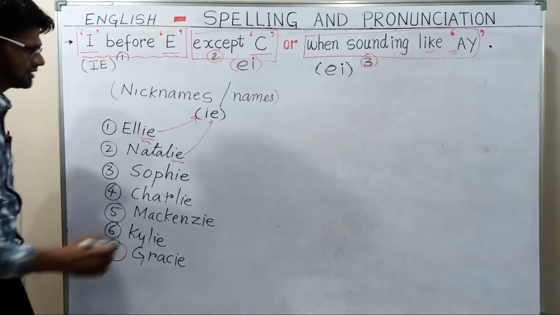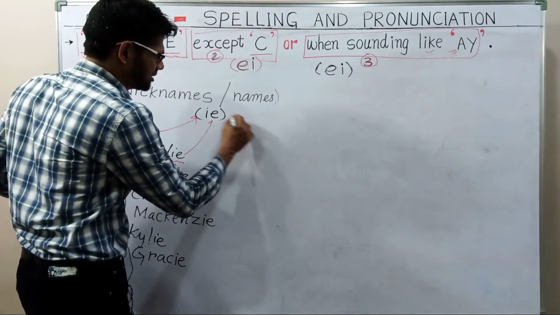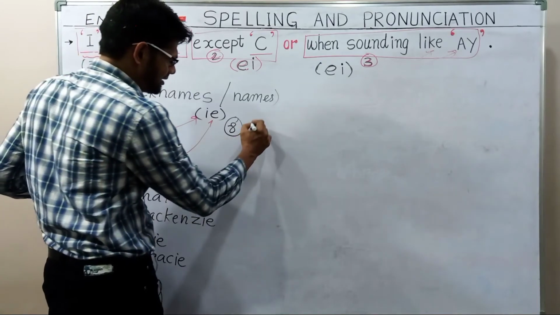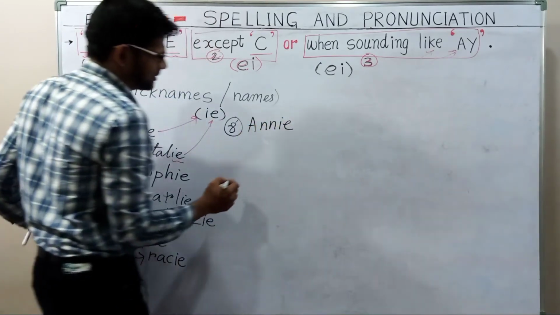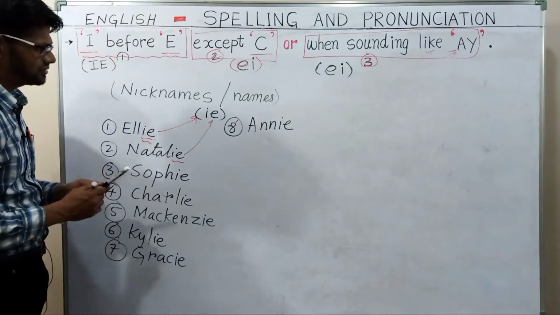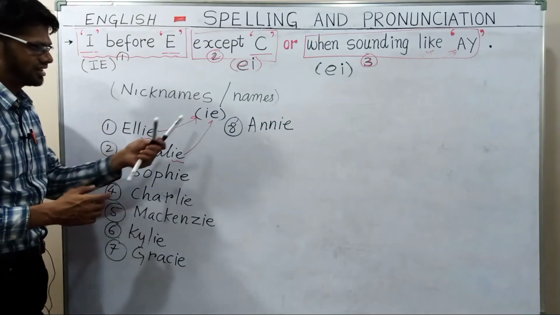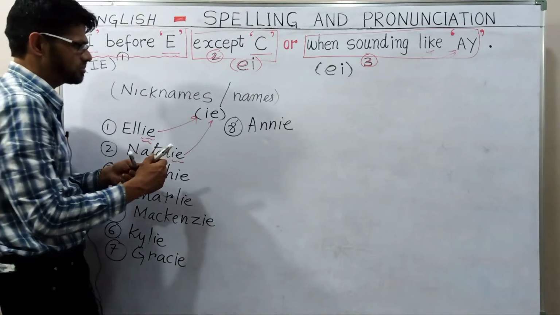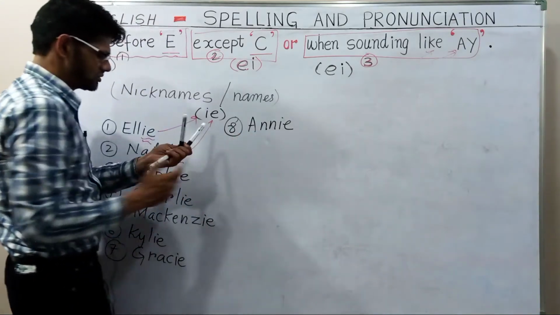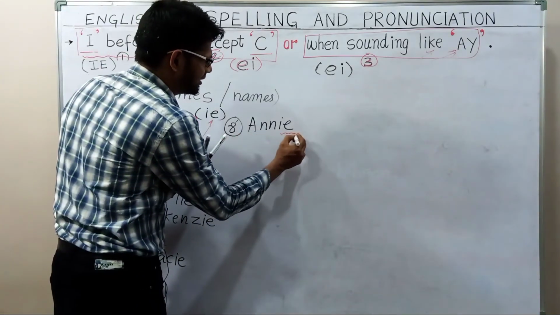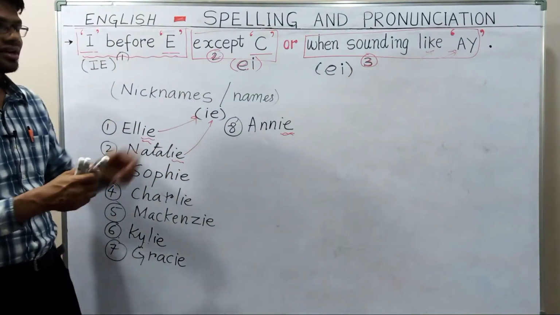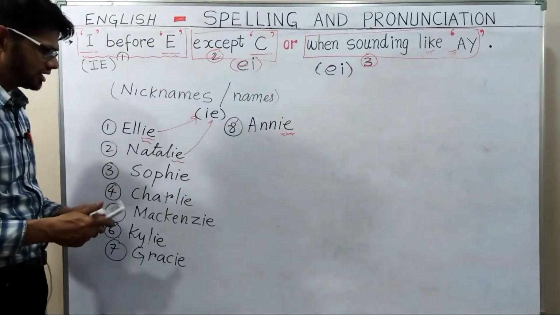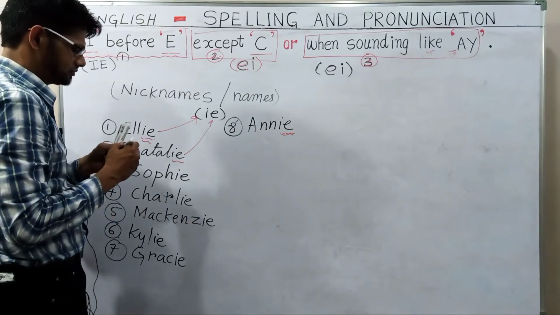You can notice here, and I can write many names: Gracie, Kylie, Annie. So this pattern, I and E, is for nicknames and names. Which pattern? You can notice here I and E. IE. Nicknames and names of people. So here we have many names.